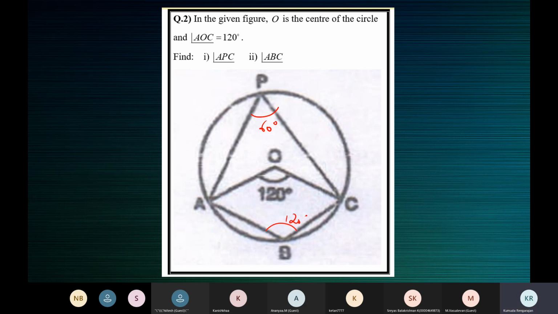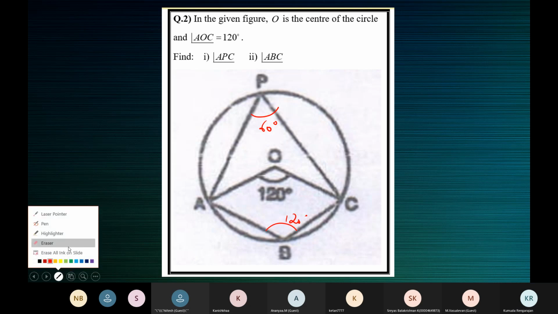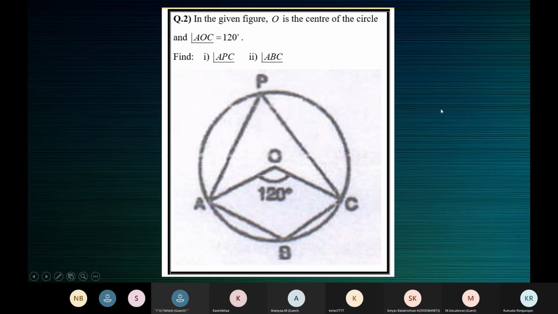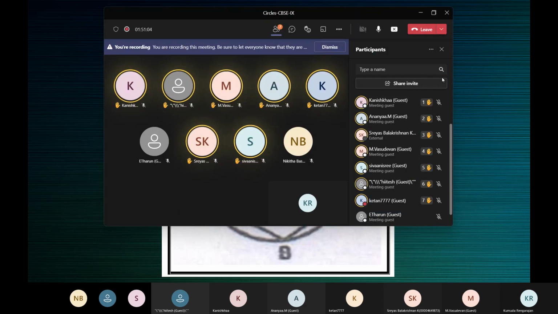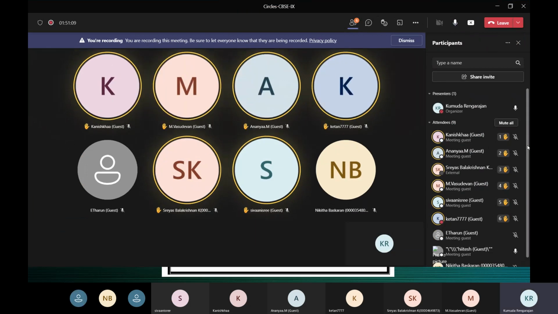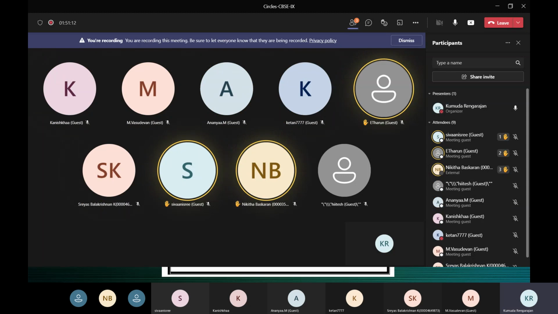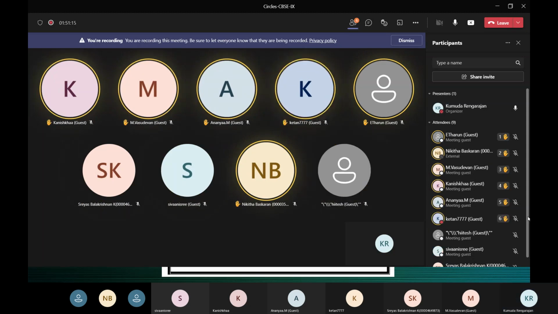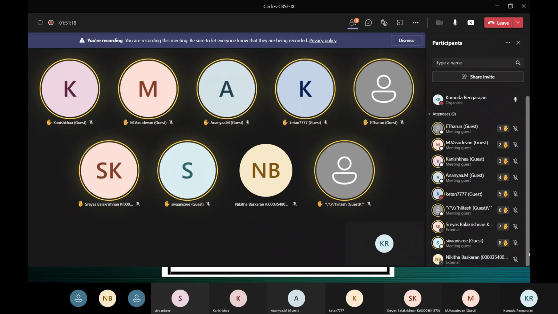Is it clear, children? Class, use the emoji, lower your hands. Lower your hand and raise your hand again. Nikita, are you there? Okay. Nikita, Shivani, Shreyas, Hitesh, Arav. Arav is there, but I called out Arav. You did not respond. Ananya, Kanishka, Vasudevan, and Tarun. All right, class, was it clear?